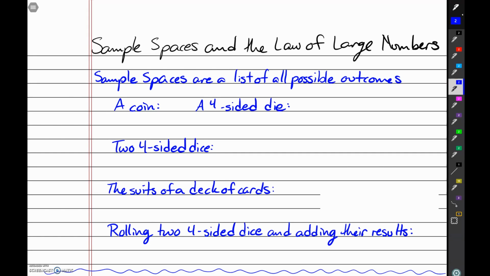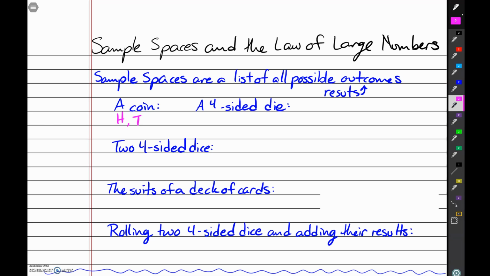I wanted to quickly go over sample spaces and the law of large numbers because there seem to be some struggles with that. So sample spaces are a list of all possible outcomes, and by outcomes we mean the results you could get. Okay, so a coin would be the easiest. The results you can get from a coin are only heads and tails.